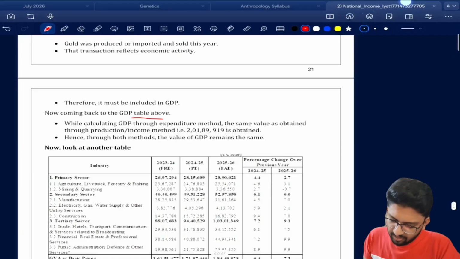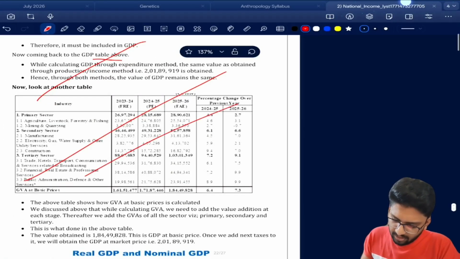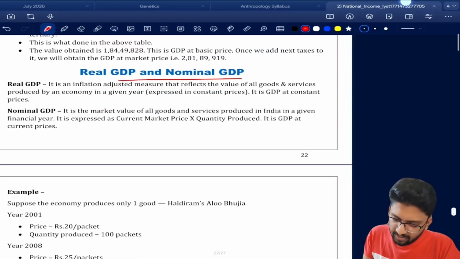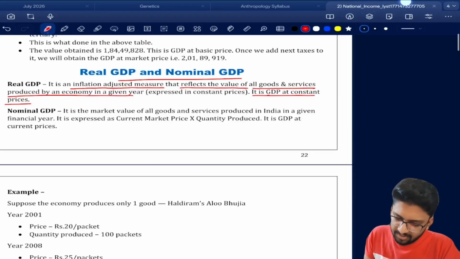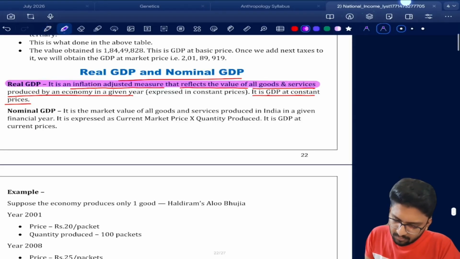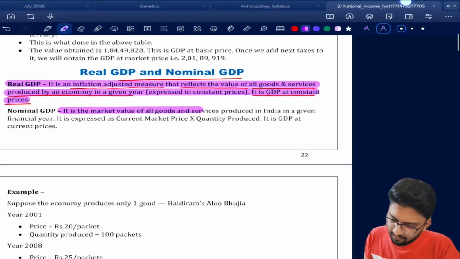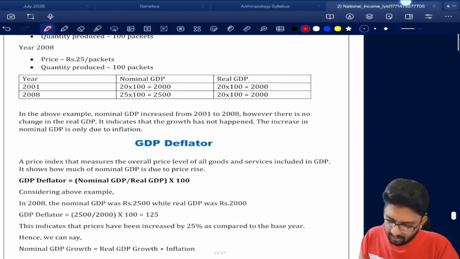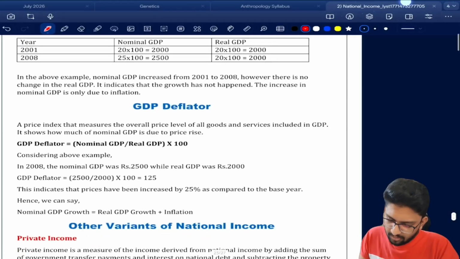Coming back to the GDP table, okay, so this is all about explaining the table. Real GDP and nominal GDP. Real GDP is an inflation adjusted measure that reflects the value of all goods and services produced by an economy in a given year. It is GDP at constant prices. This is very important. GDP at constant prices, inflation adjusted. And nominal GDP is GDP at current prices, nominal prices.